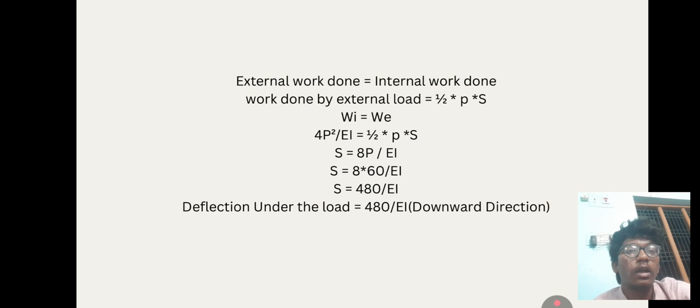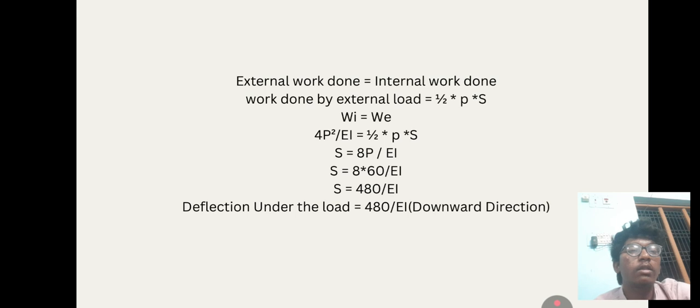We know that external work done equals internal work done. Work done by the external load equals half into load into deflection, that is equal to 4P square by EI, equals half into load into deflection. So the deflection equals 8P by EI.